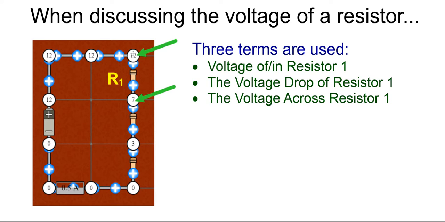Because this resistor started out at 12 volts, didn't it? It ended up at 7, so the drop is 5 volts. So you could hear voltage drop, or read voltage drop. That'll mean the same as voltage. And again, with these voltages and their resistors, they could say voltage across the resistor. So they're pretty simple. They use the word resistance in them, but just a little different with the drop and the across.